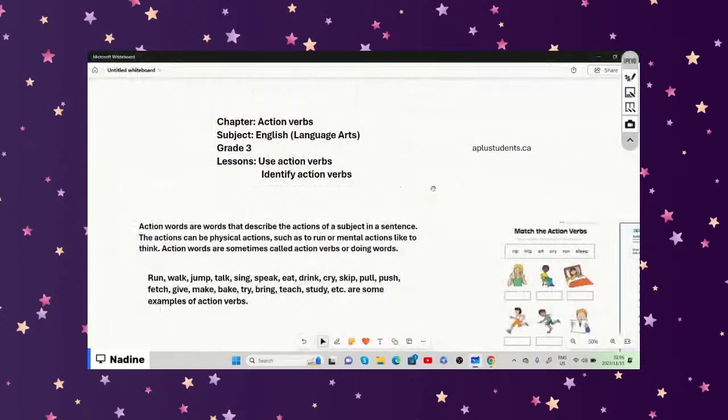So our chapter is action verbs. The subject is English, which is also language arts, grade 3, and the lessons that we're going to be focusing on today under the chapter of action verbs are to use action verbs as well as to identify action verbs. And remember, an action is like a doing word. It's a verb.